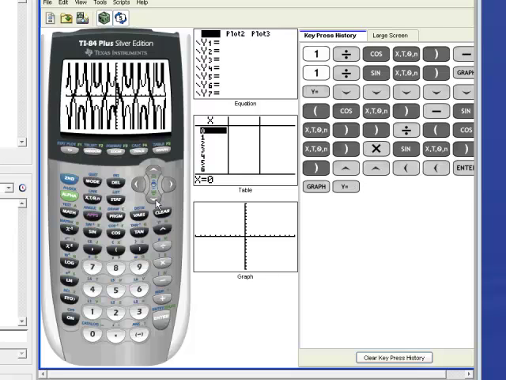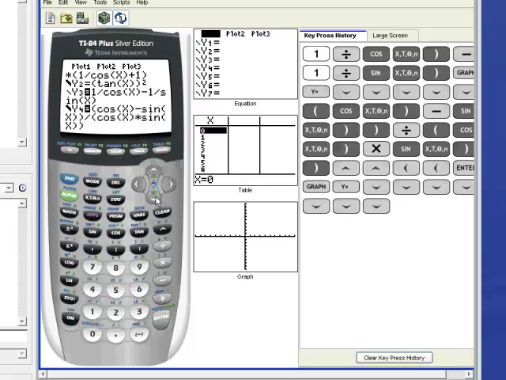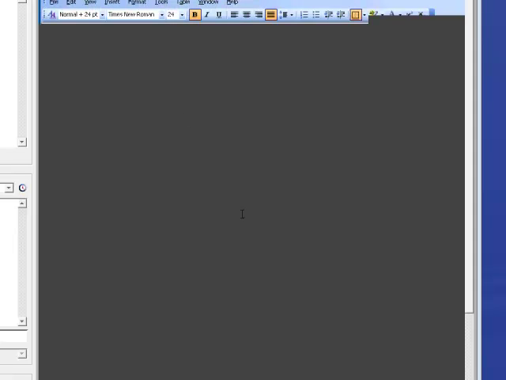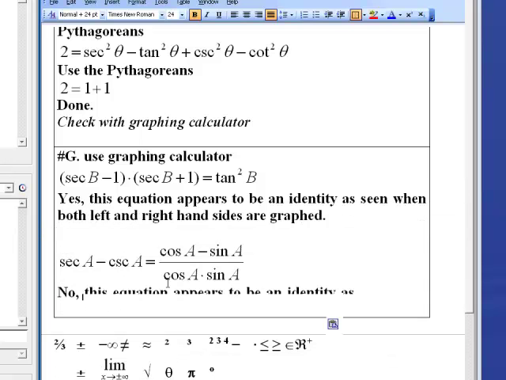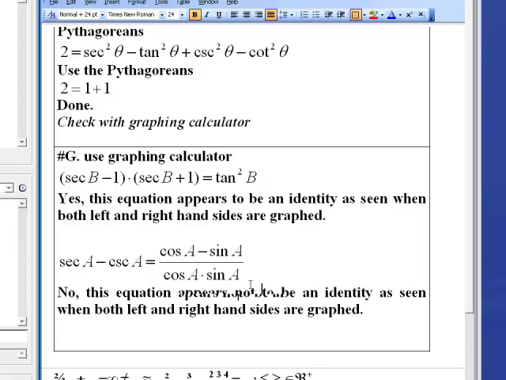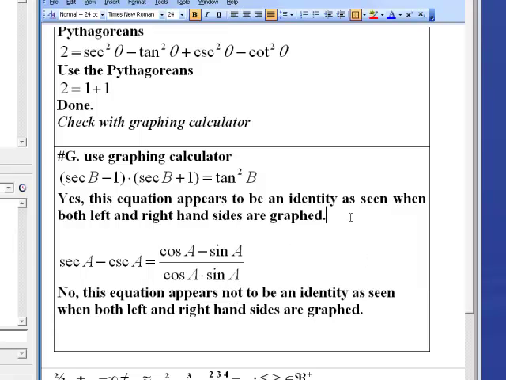I may want to double-check here in my equation editor and make sure that truly the left-hand side is the same that is given in the exercise, and the right-hand side is definitely the same that was given in the exercise. I double-check that right now, and that's exactly what it says. And the solution in the book also says that this should not be an identity. So we're going to go back here and write down that answer. This equation appears not to be an identity as seen when both left and right-hand sides are graphed. And with that one, we're finally done with the problem section for proving identities.